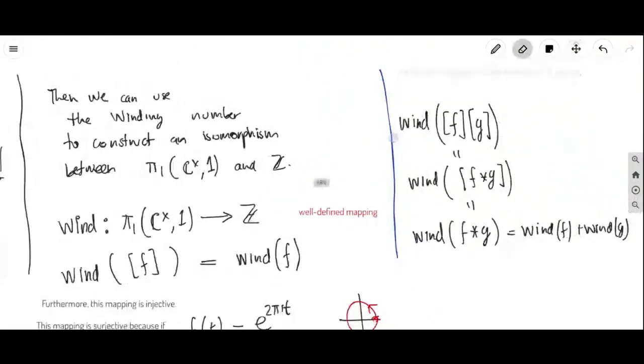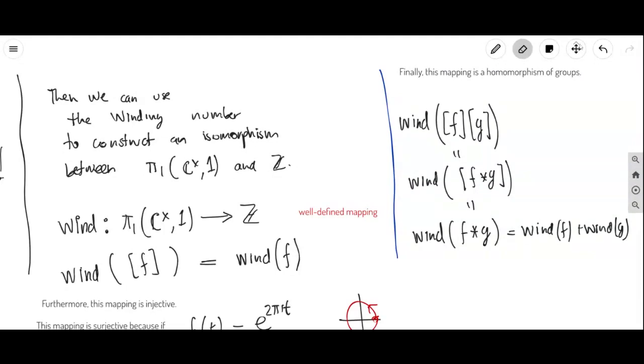You see, that's a group homomorphism, because when you show that something is a group homomorphism, you take two elements in the group, you multiply them together, and you show that they get mapped to the binary operation in the other group. So think of it like this: wind of F star G is wind of F plus wind of G. So this is a group homomorphism. It's injective, it's surjective, so it's an isomorphism of groups. And we have just justified why the fundamental group of the punctured plane is isomorphic to the group of integers.